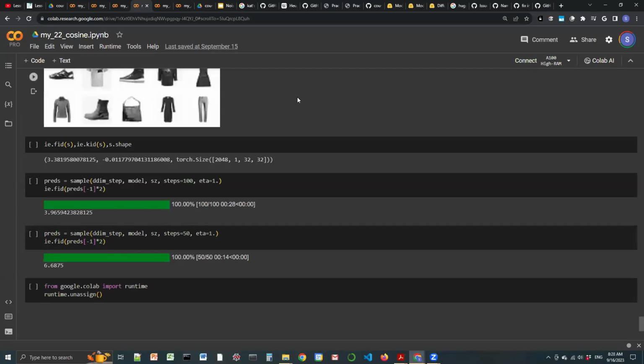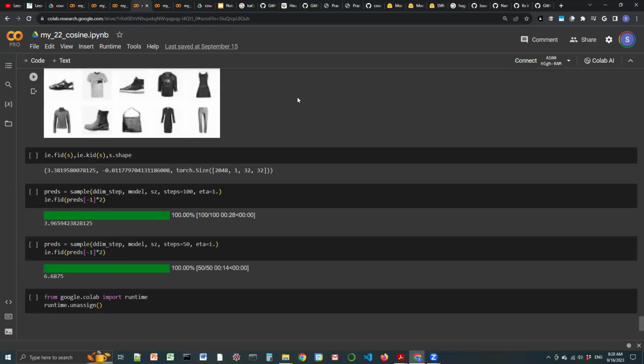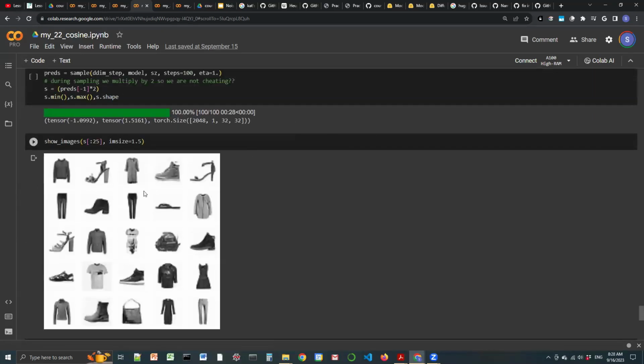So this is just an illustration that cosine scheduling, combined with DDIM sampling, does get you a reasonably good set of FID scores. And these images are pretty darn good compared to the original reference images. So that's what the cosine schedule notebook is about. And as I mentioned, this notebook does work even with the set of issues that you'll face.